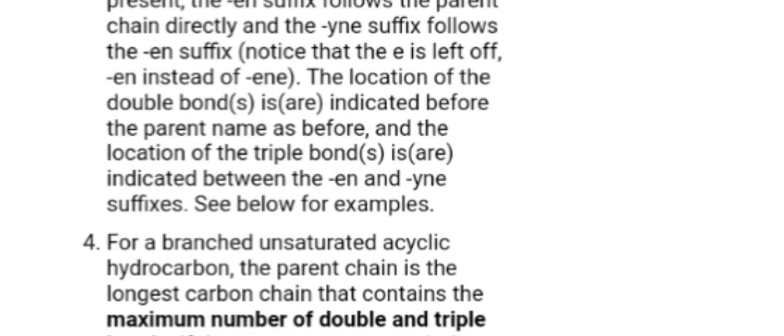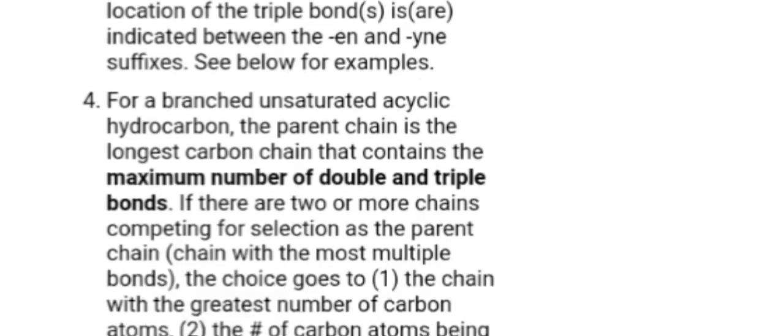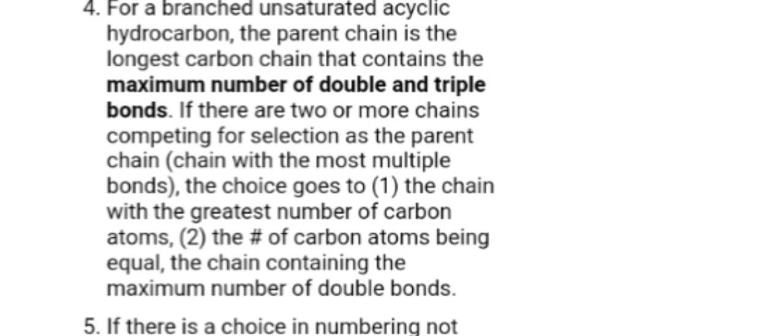The location of the double bond is indicated before the parent name as before, and the location of the triple bond is indicated between the yne and the ene suffix. See below for examples. For example, first of all, state the location of the double bond before you state the location of the triple bond and the yne for the triple bond. That's what I tried to say there. Then number 4.